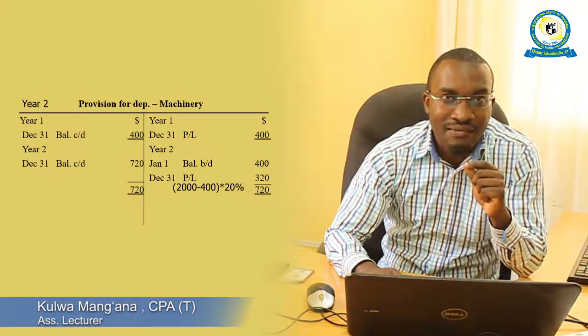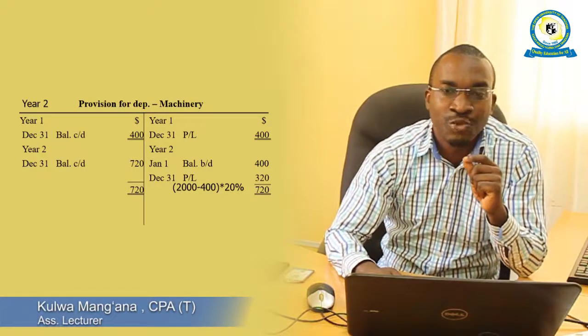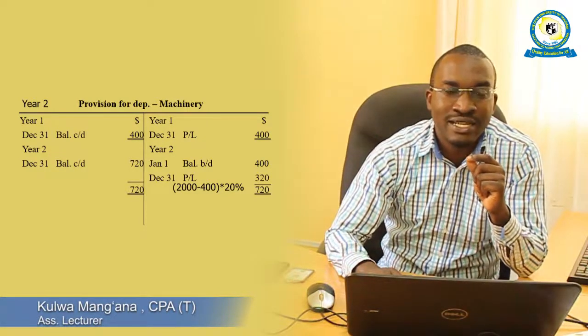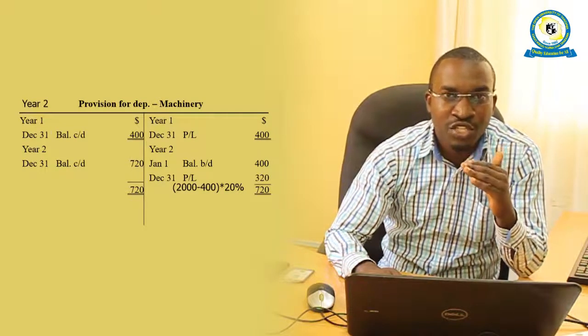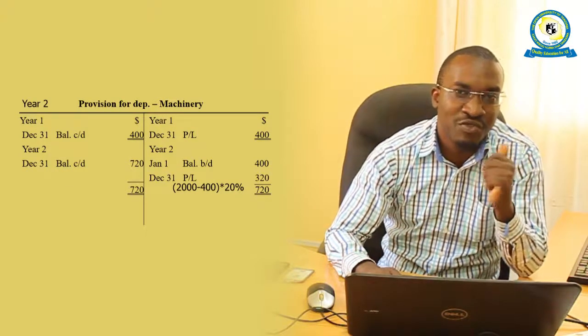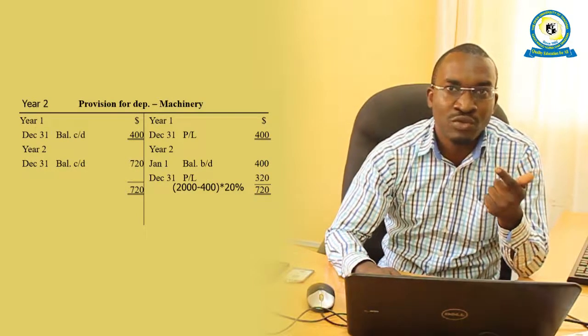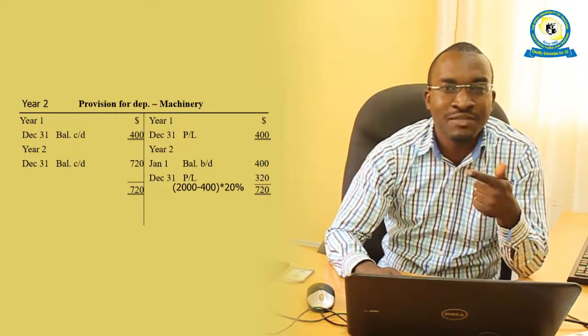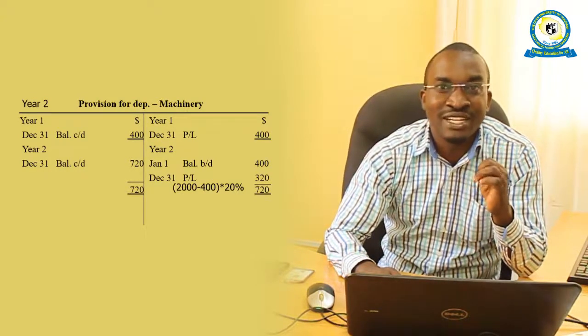For the second year, depreciation is calculated by taking the cost of an asset minus accumulated depreciation, and you times the depreciation rate. Now the depreciation for the first year was 400. Now the cost of an asset is 2,000. If you take 2,000, you minus 400, which is the accumulated depreciation, you're going to get an amount which you're going to times the depreciation rate, which is 20%. Now if you take 2,000, you minus 400, and you times 20%, you're going to get 320.